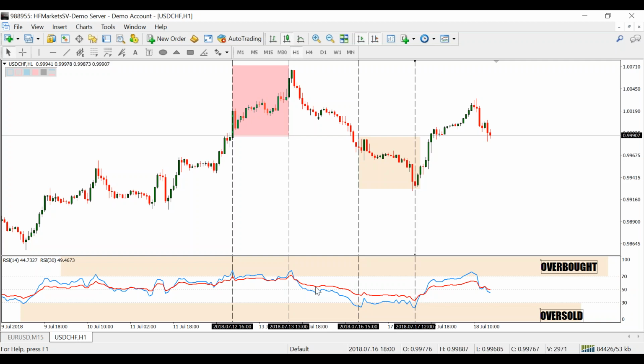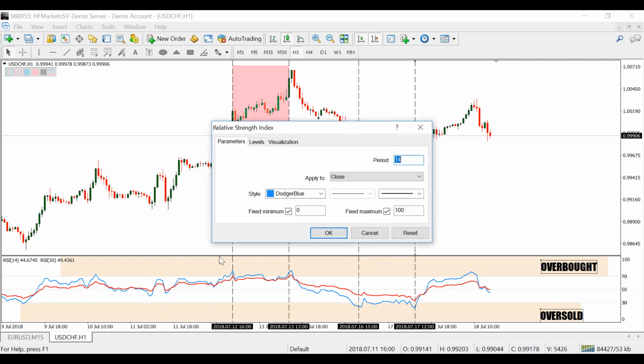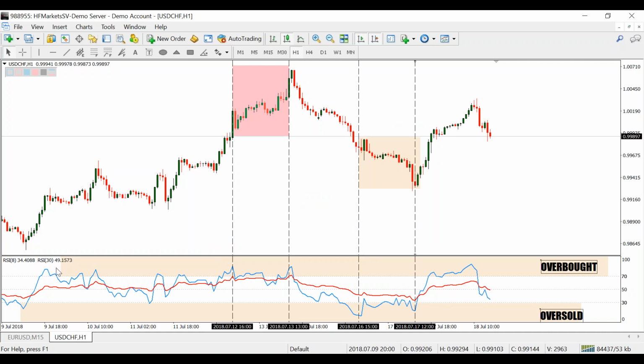So dia ada pro and con. So ada yang menggunakan instead of 14 dia gunakan 8. 8 lagi banyak you akan dapat overbought, oversold. Tapi lagi banyak false signal you akan dapat. Ini overbought. Patut dia turun balik, tapi kenapa dia terus naik? Jadi satu lagi overbought. Dia turun balik, lepas tu dia naik balik, jadi lagi overbought.